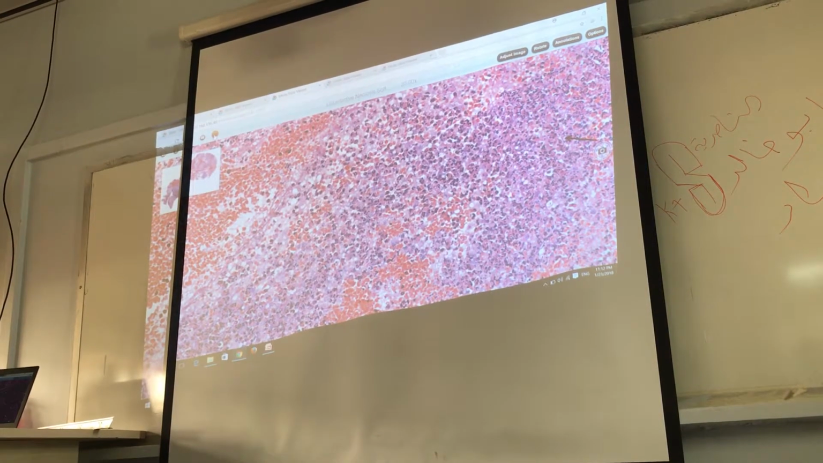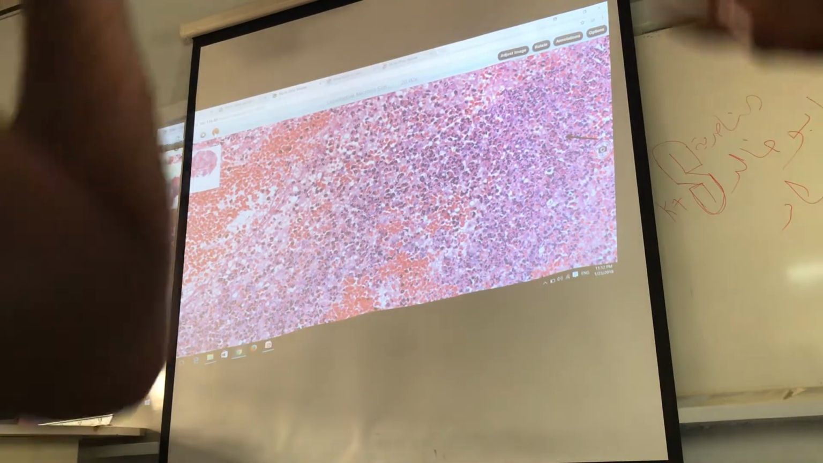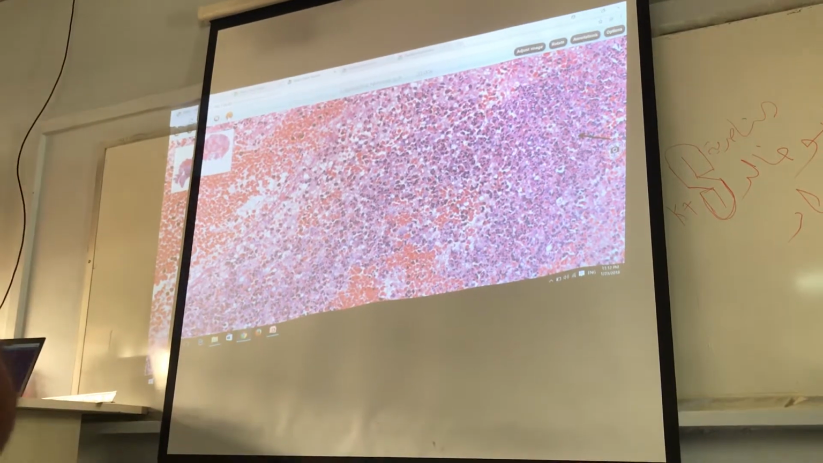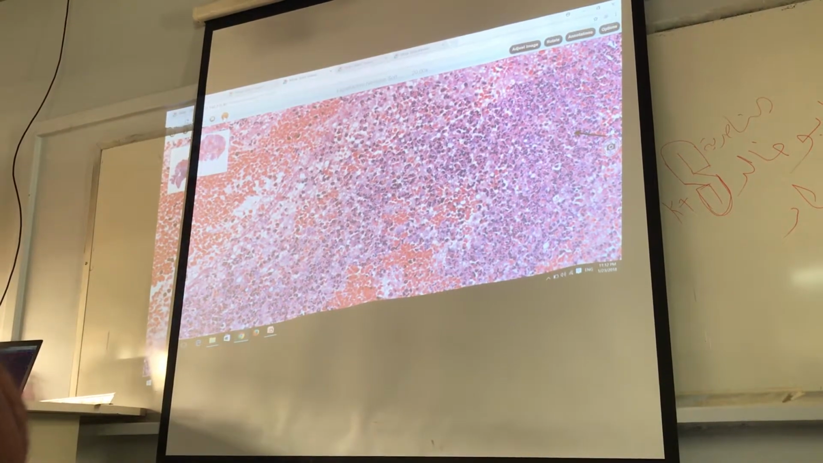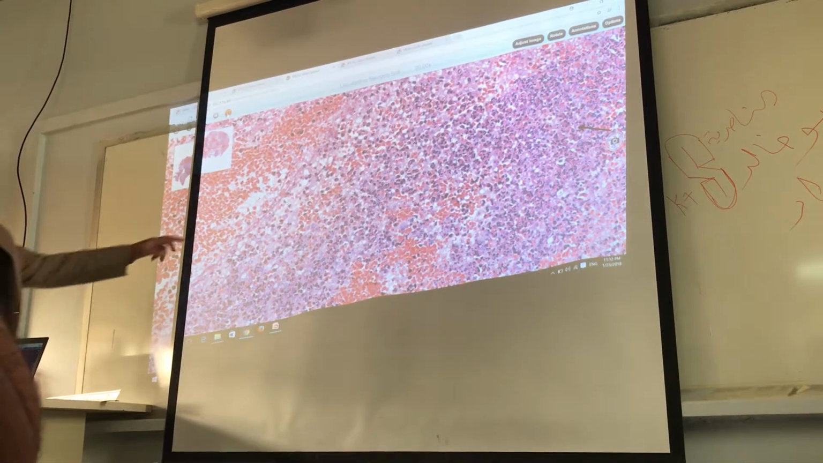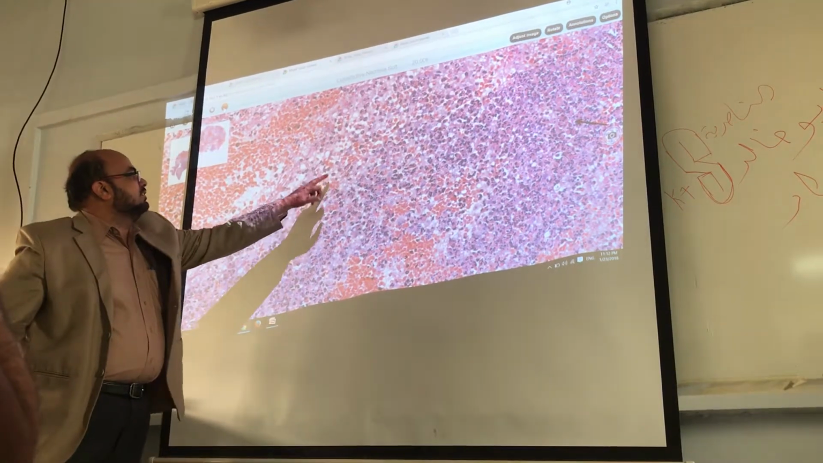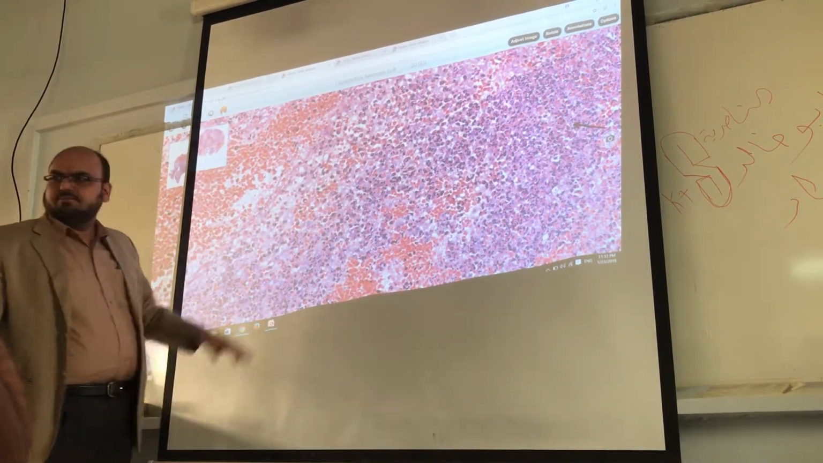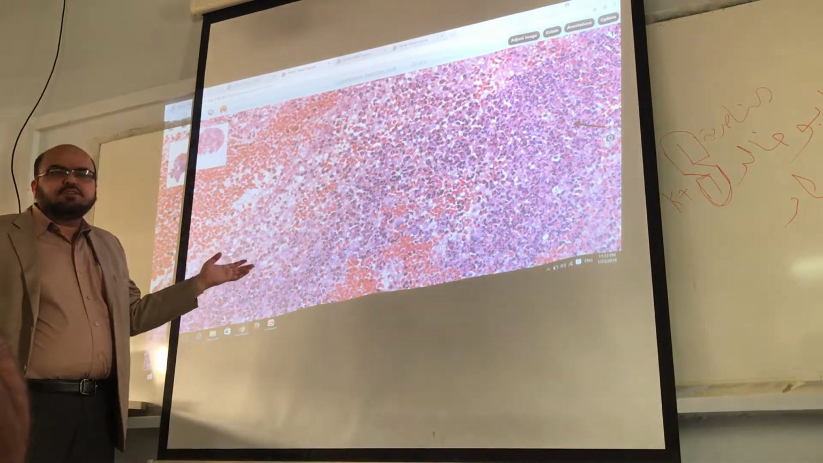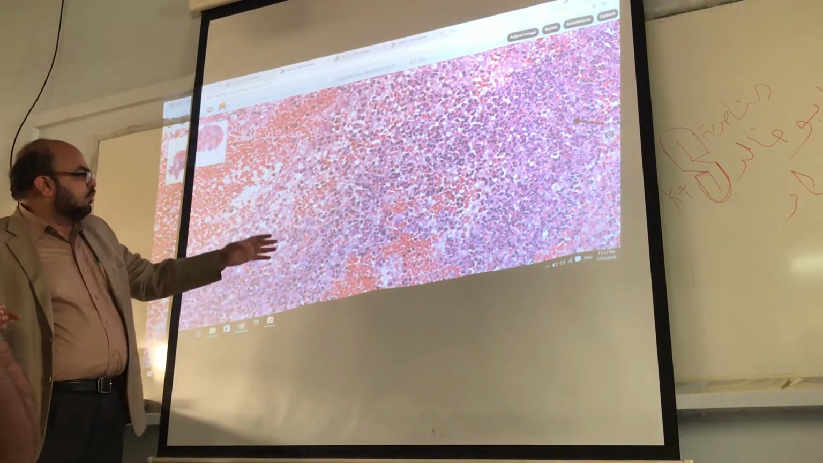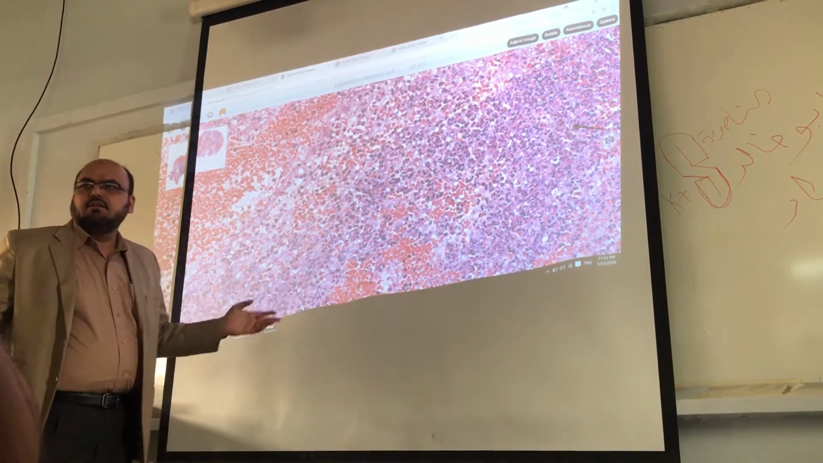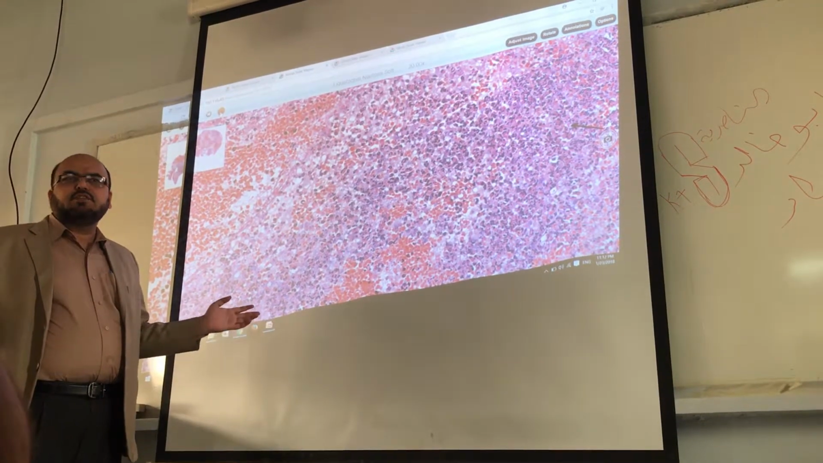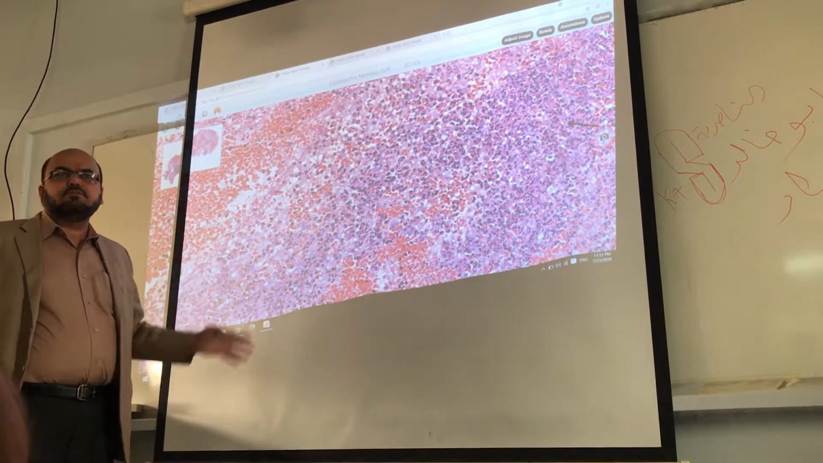What are you seeing? More clear. It's amazing. So what are all these cells? Inflammatory cells. These are lymphocytes, and these are all neutrophils. What about all this red? Hemorrhage. So this is liquefactive necrosis.